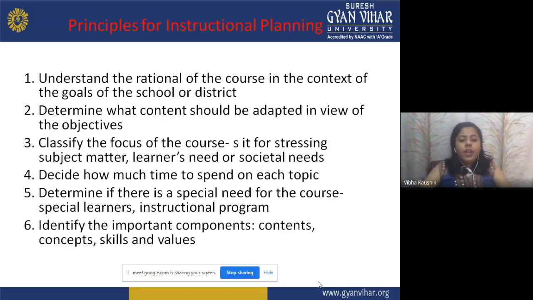Now, identify the important components. Now, the instructional planning will help the teachers to find out the important components of that particular topic or the content, concept, skills, and values. That these are the important components which a student wants to achieve, or a teacher wants that after completion of this topic, that these skills or these values should be developed in my learner.